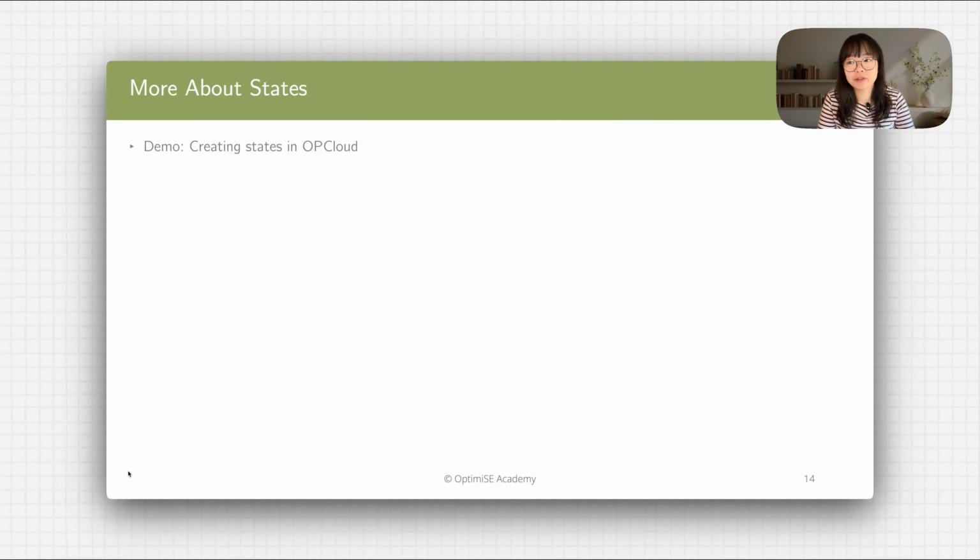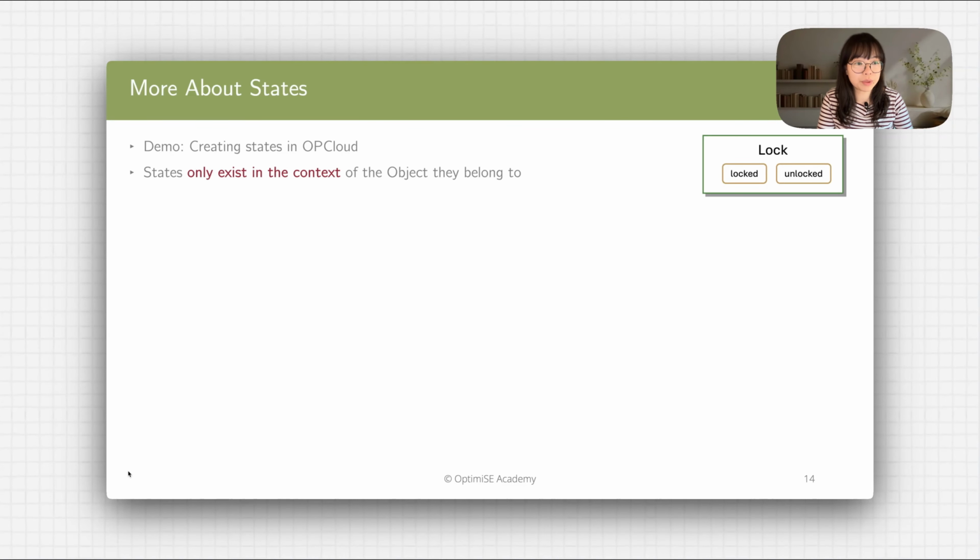Now that you know how to create a state in OpCloud, let's take a deeper look into states. States only exist in the context of the object they belong to. So for example, for the log object, we have the logged and unlocked states. But if we take away the log object, the two states on their own mean nothing, because what is logged and what's unlocked, we won't know. So states only exist within the context of their object.